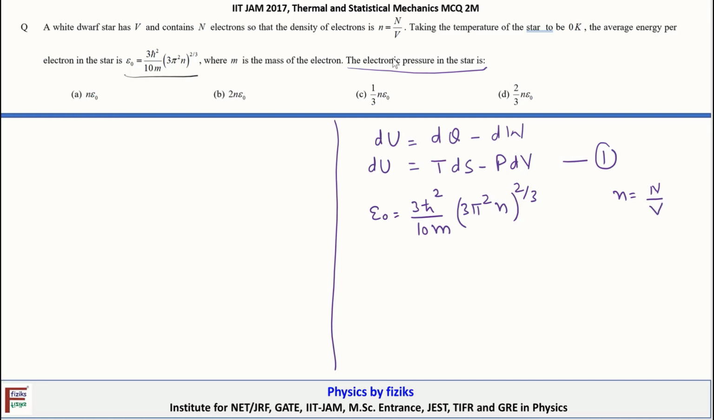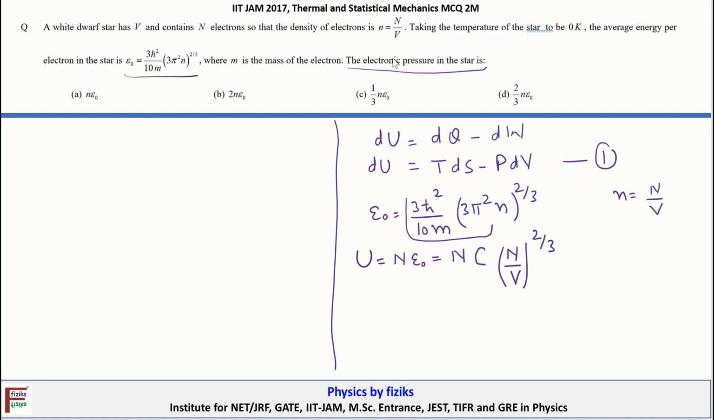Now the total energy for this system containing N electrons, if we denote that energy by U, is equal to the number of electrons multiplied by the average energy per electron, and this turns out to be equal to N multiplied by c. What I'm doing is clubbing all the constant terms other than the number density into one single constant c. Then the remaining term which depends upon the volume is N divided by V to the power 2 by 3.